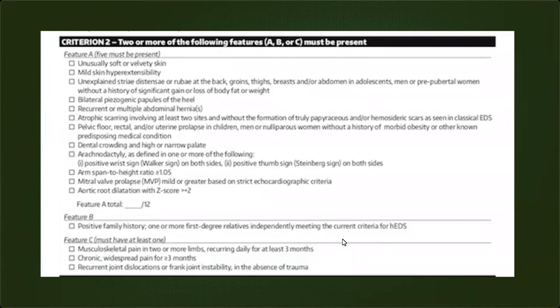And you guys can all read those, but long and short of it, you need 5 or more of feature A. If you do have a positive family history, now many will say that it needs to be someone who has been diagnosed as hEDS. So many of us won't take the full check mark off, but many of us will write, or at least I will write, that there is a family history of hypermobility and whatnot, because in generations previous, people just weren't diagnosed. And then feature C is at least 1 of basically various forms of pain or joint instability.